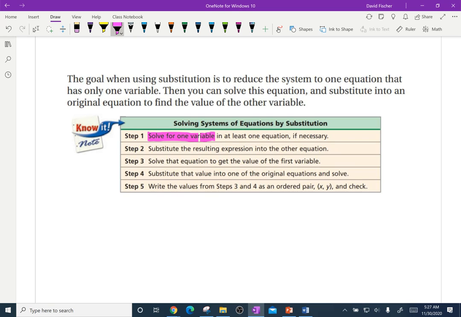Now, this is important, too: once we get something like x equals 3, we want to substitute that value into an original equation. This is important. One of the original equations. It doesn't matter which one you substitute it into, but you always want to go back to an original one rather than the one where we started messing with the equation to get the variable by itself.